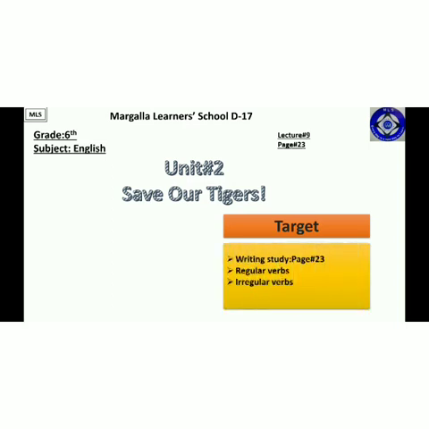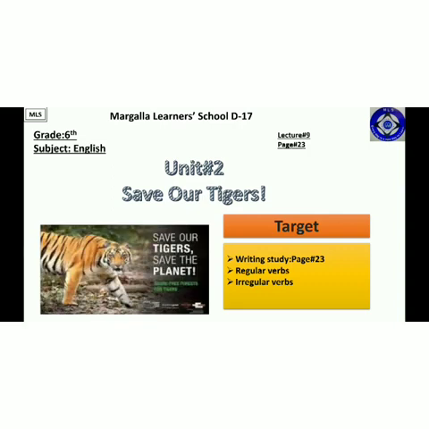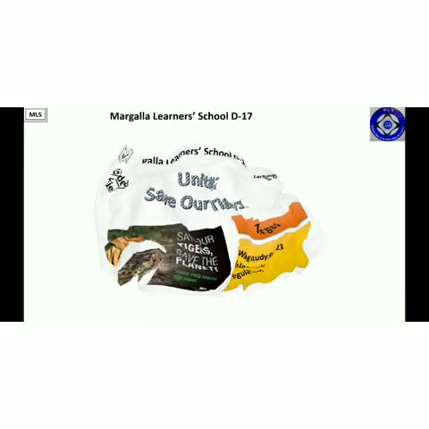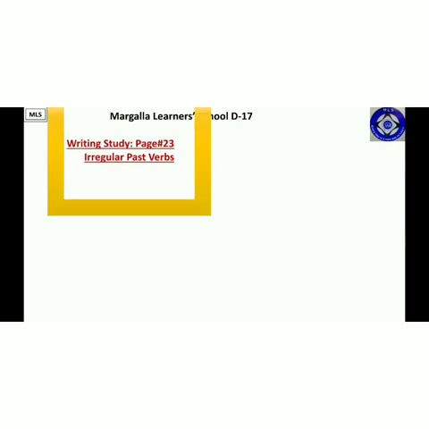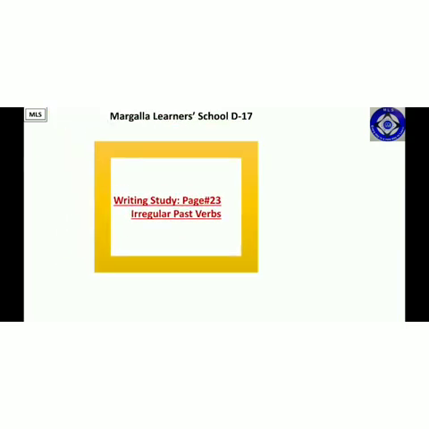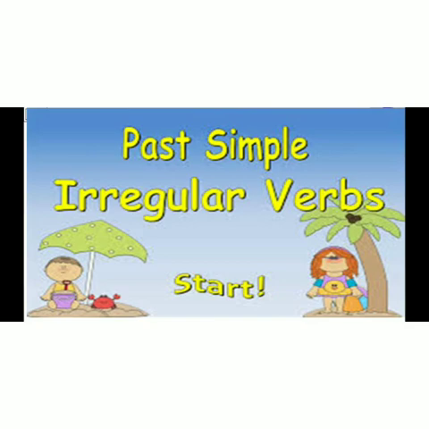Right now we are doing page number 23, where we would be learning regular and irregular verbs. In that regard, my dear students, you are supposed to open up your books and come to page number 23. There we have to learn about irregular past verbs. So my dear students, we all know what a verb is. A verb is an action word. But today we are going to learn what an irregular verb is.